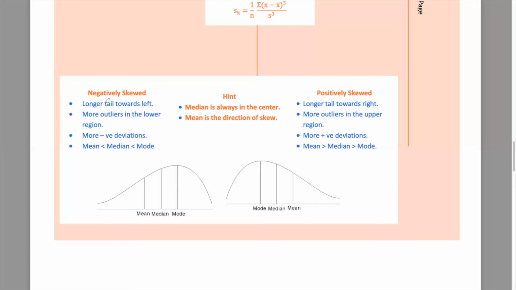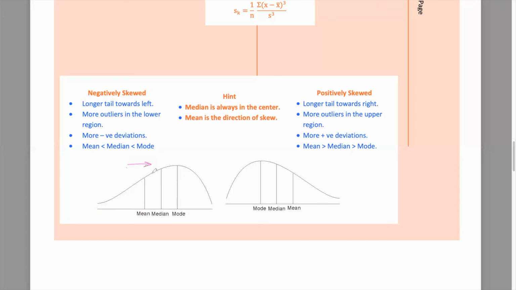Third is negatively skewed or left-skewed distribution. This distribution has a longer tail on the left side. This means there are more higher values and fewer lower values. In a negatively skewed distribution, the mean is less than the median, which is less than the mode.